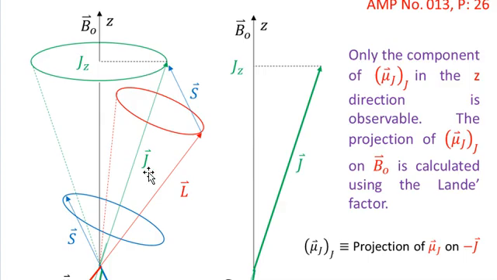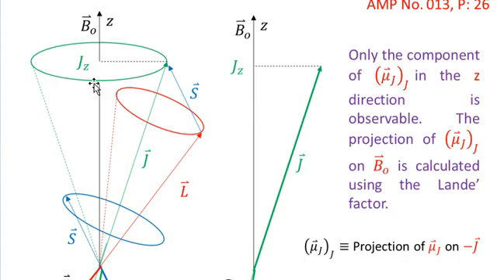And you know that this vector J has three components, Jx, Jy, and Jz. Due to the precessional motion, the two components Jx and Jy are averaged to zero, and only one component, which is the Jz component, will survive. And this Jz component is actually the projection of the vector J onto the Z direction, or onto the direction of the magnetic field B naught.